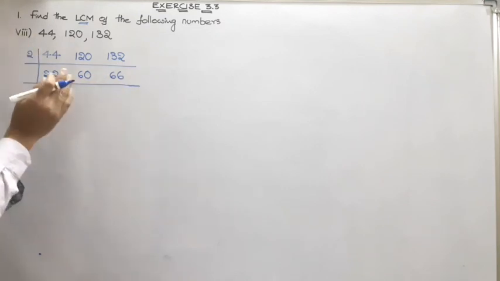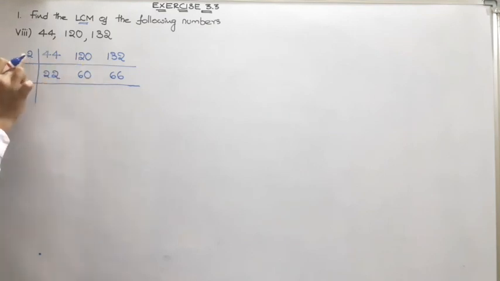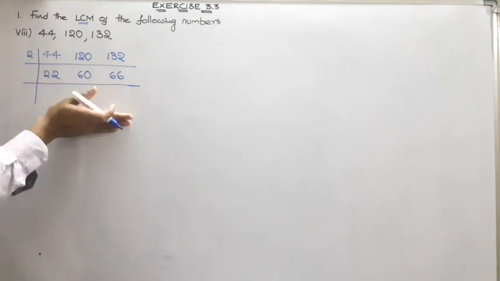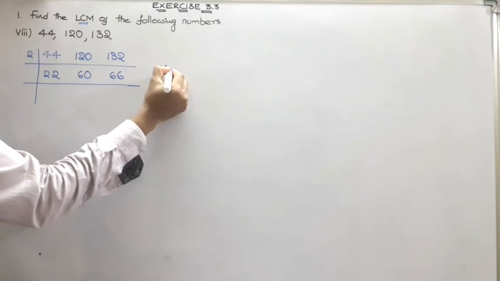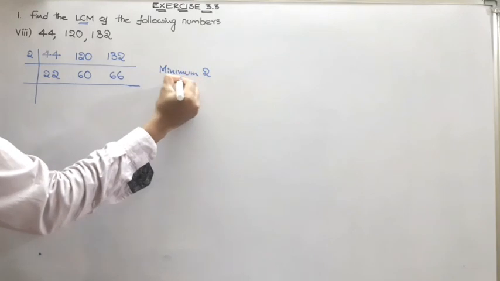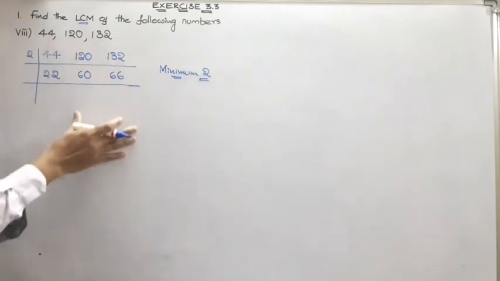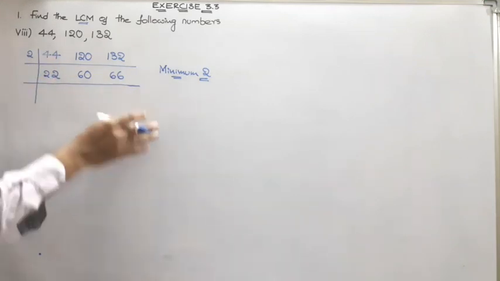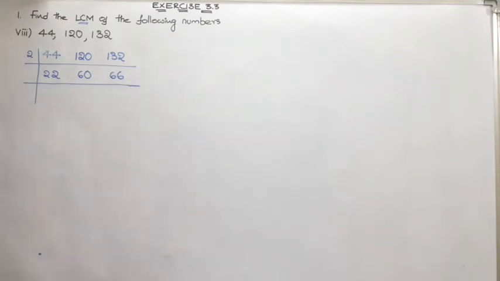Please be careful, children. At least 2 of the given numbers should be divisible by any table, then only we will continue the process. Consider it minimum 2 numbers should be divisible. Minimum 2 numbers of the given numbers, whether they give 2 or 4 or 3, minimum 2 numbers should be divisible, then we'll continue the process, otherwise we'll stop. I will show you how it will be.